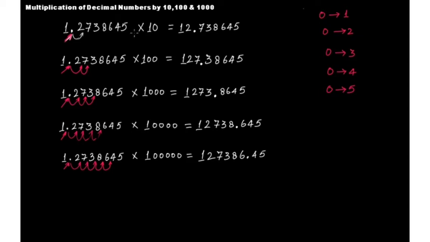So let me take another example. Suppose we have 2.3, and 2.3 is multiplied by 10. Our decimal point is here. We have 1 zero in 10. It means that this decimal point will move towards the right and will be placed after the first digit to the right of the decimal point. So this will be 23 point.